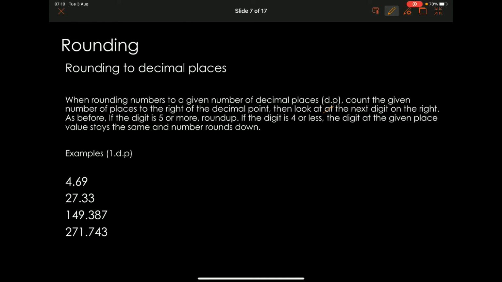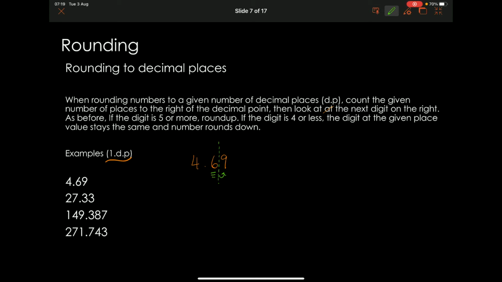Okay, if you've done that, now we've got here 4.69. Looking at our explanation, it says count the given number of places to the right. What it means by that is, if you're being asked to round to 1 decimal place, then you need to stop after 1 number after the decimal point. Then we look at the number on the right of it and think, does that stay as a 6 or does it round up to a 7? Because we're rounding to 1 decimal place.